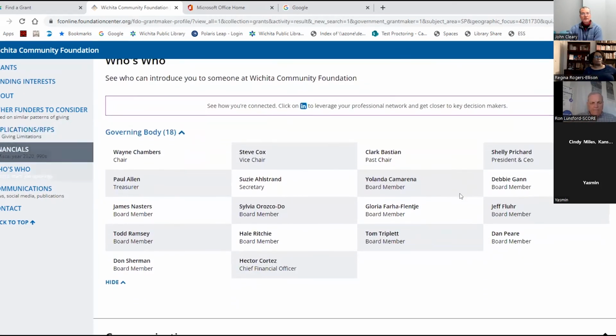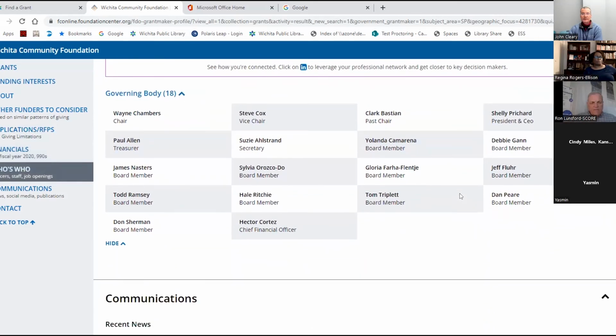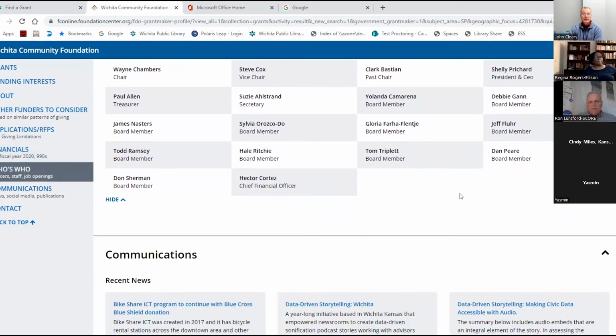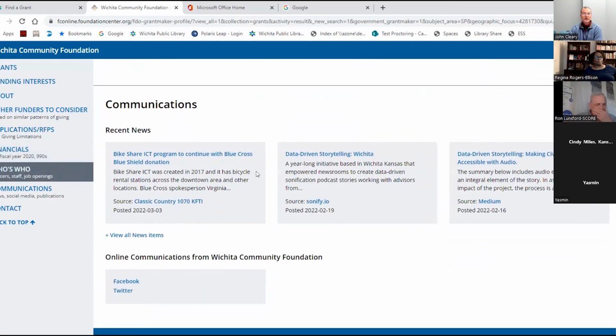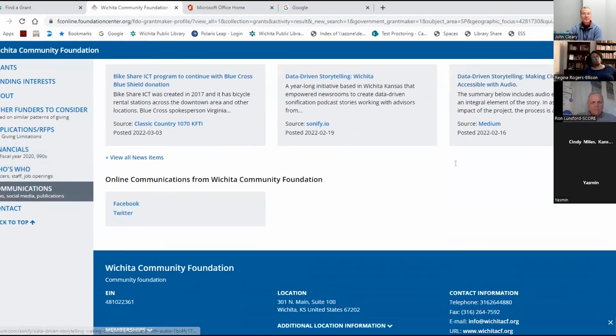It also includes a list of the board of directors at this location, and also has some recent philanthropy news and some of the different communications. So whether it's websites, journals, or philanthropy news, you can find what's going on within these organizations. And a fairly new addition to this profile is their internet presence, their online communications. So they have a link to their Facebook and their Twitter page.